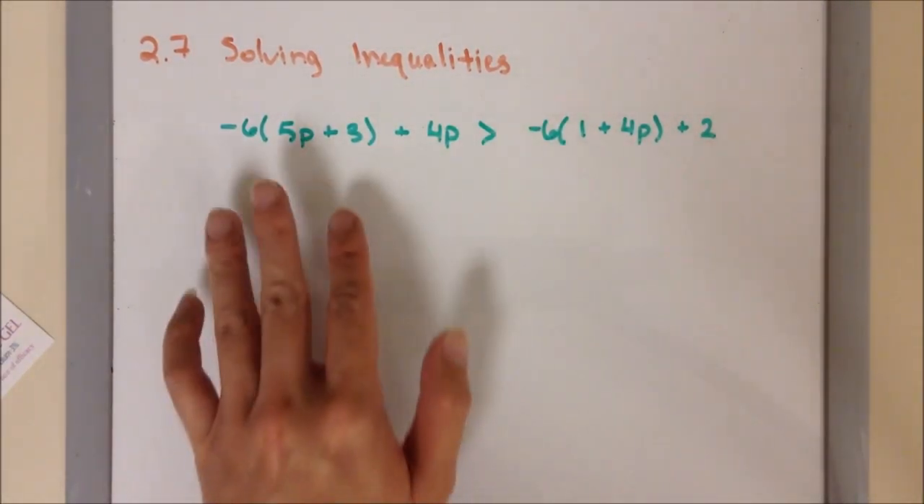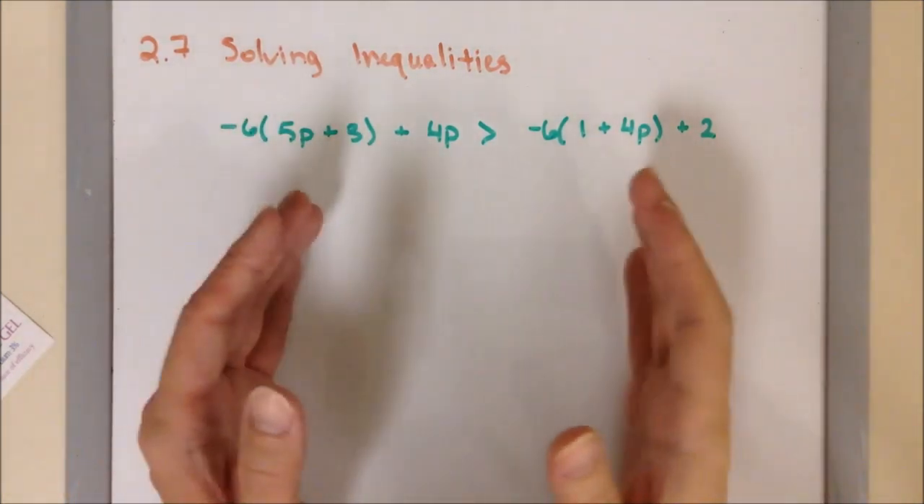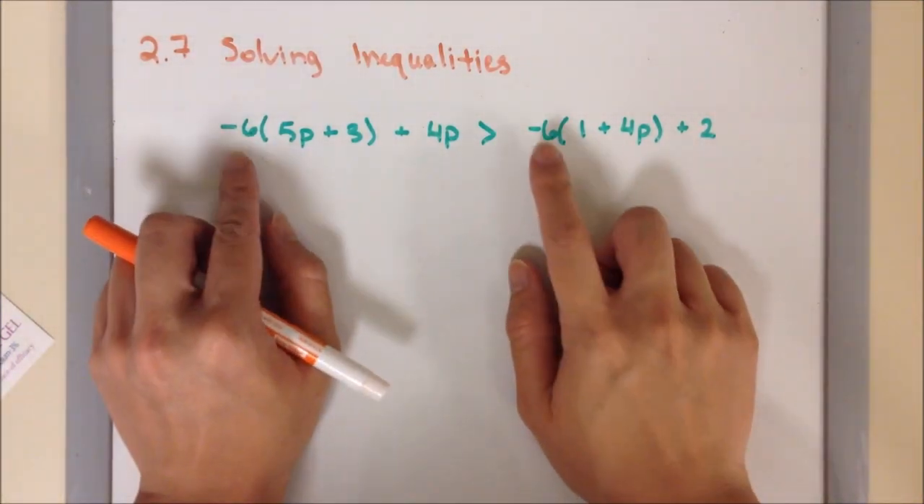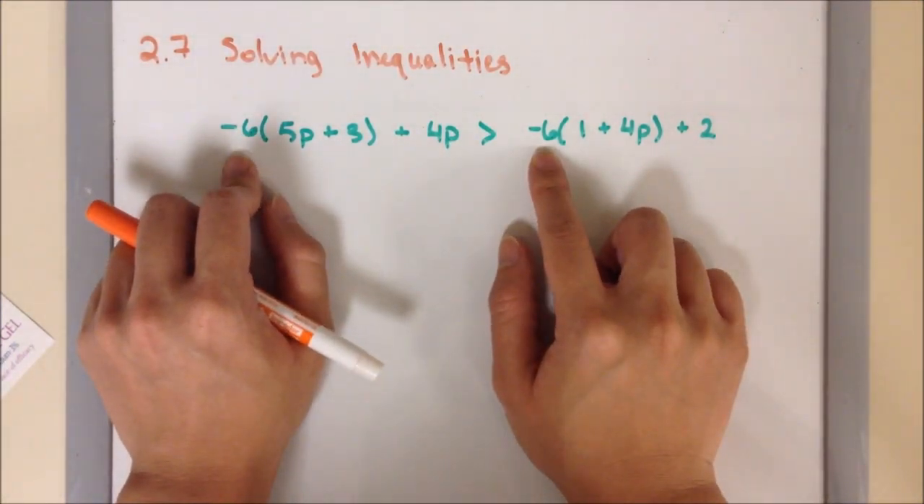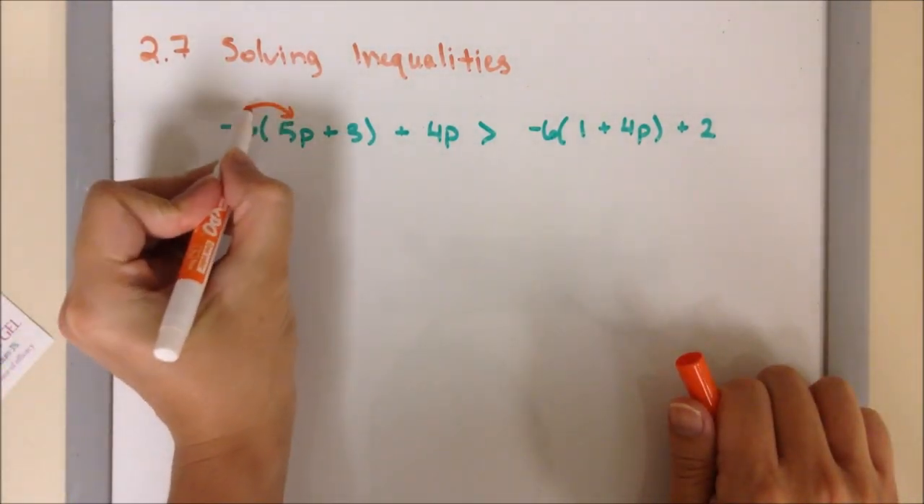Example 1, we have this inequality. What we're going to do within this inequality is simplify both sides to make it shorter. The one thing we have to be very careful about is that we have this negative 6 on the left side and on the right side in front of the parenthesis. So we're going to distribute to everything inside the parenthesis.